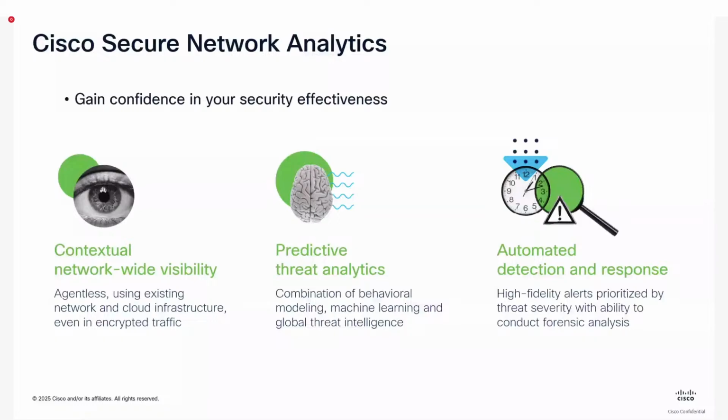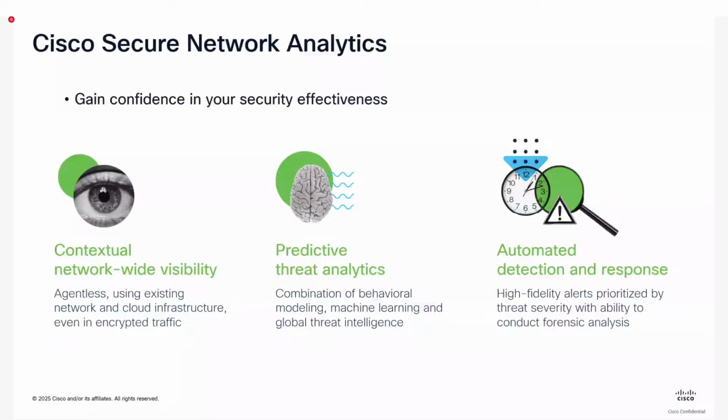So how do we do this? How do we provide you those major use cases we just looked at? Well, the main way we do this is using the network as a sensor to help detect threats in your environment. And there's a few different ways we do that.